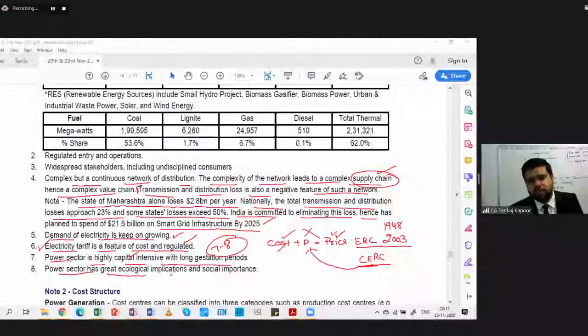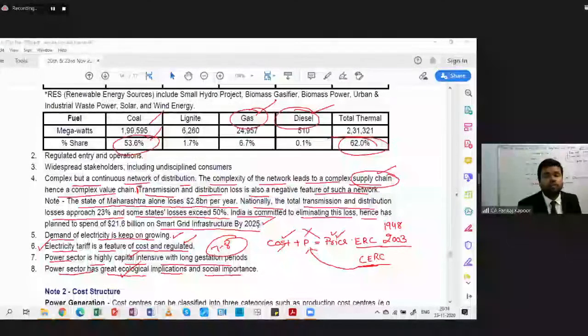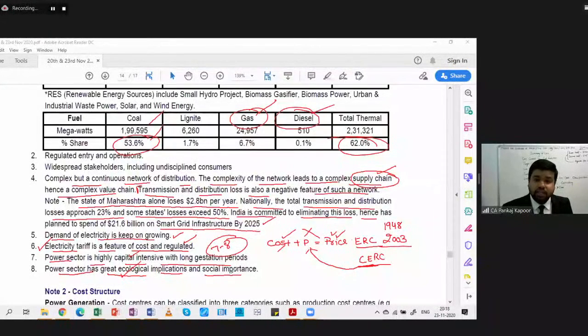Moving further, the power sector has a great ecological implication and social importance. Why does the power sector have a great ecological implication? Because in India, 53% of power is still manufactured from coal, which is a high source of pollution. And not only coal, gas when burnt also creates pollution. Diesel, when you burn it, creates pollution. Hence, around 60% of the power is from highly polluting sources.